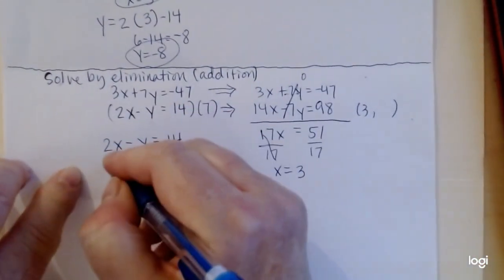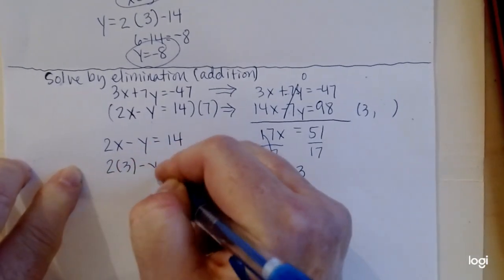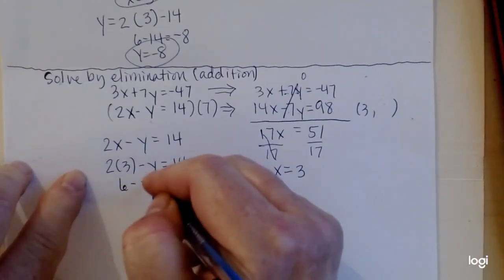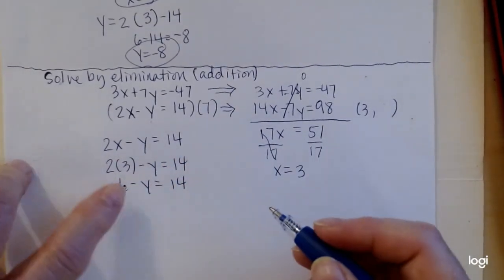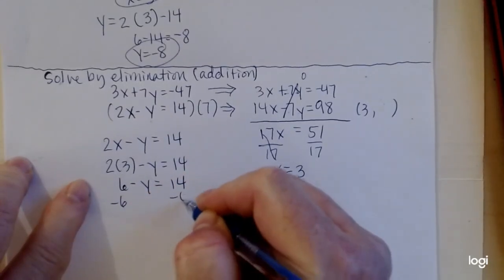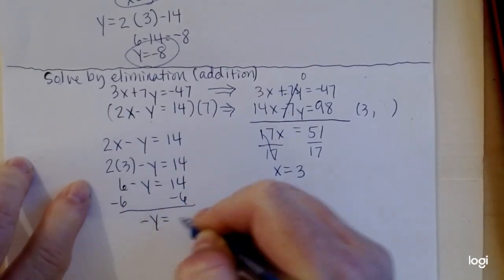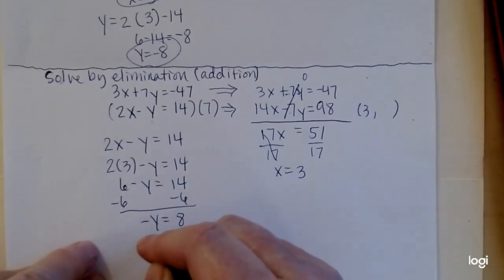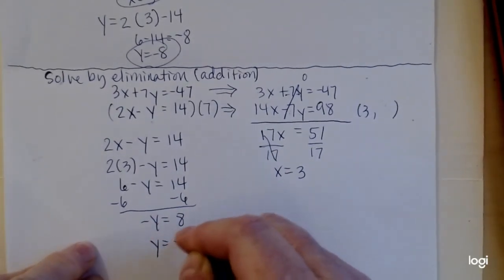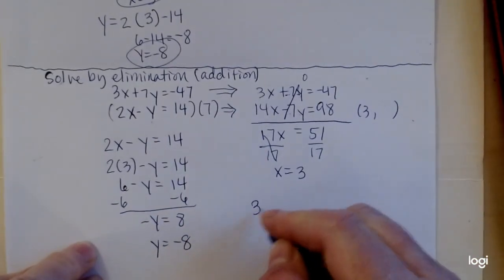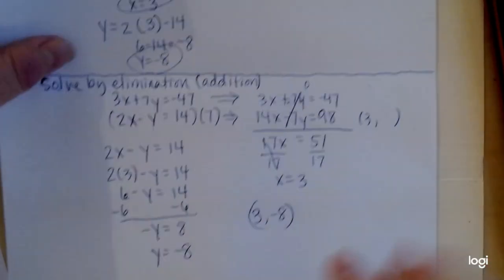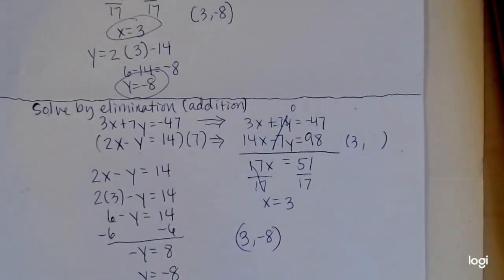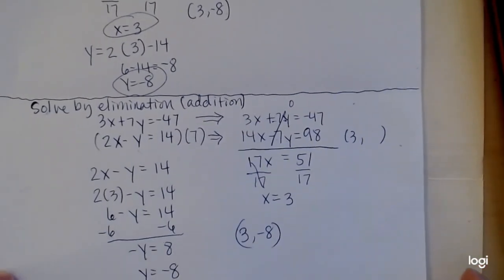If x is 3, we have 2 times 3 minus y equals 14. This is, again, 6 minus y equals 14. And I subtract 6 from both sides, and I get negative y equals 8. And if the opposite of y equals 8, when I divide both sides by negative 1, I'll get y equals negative 8. So we have, again, 3, negative 8. And that's the same solution we got before. So now we've gotten that solution 2 times using 2 different methods.